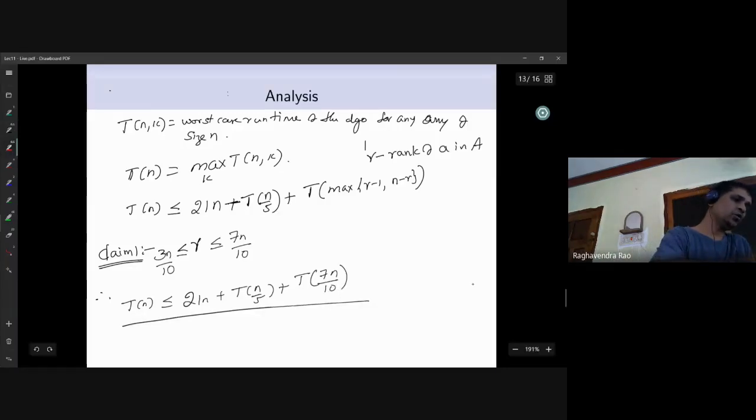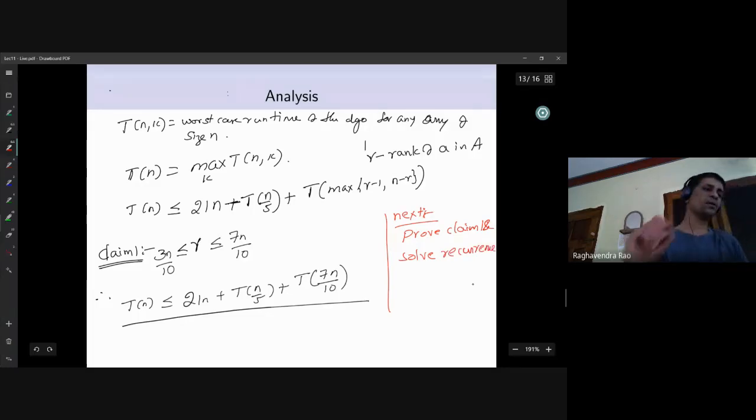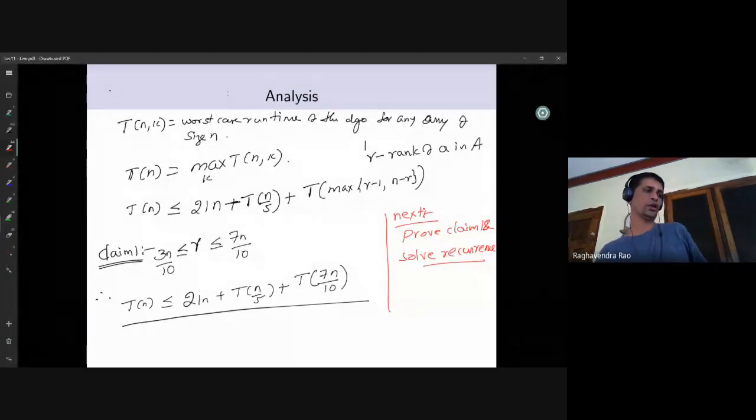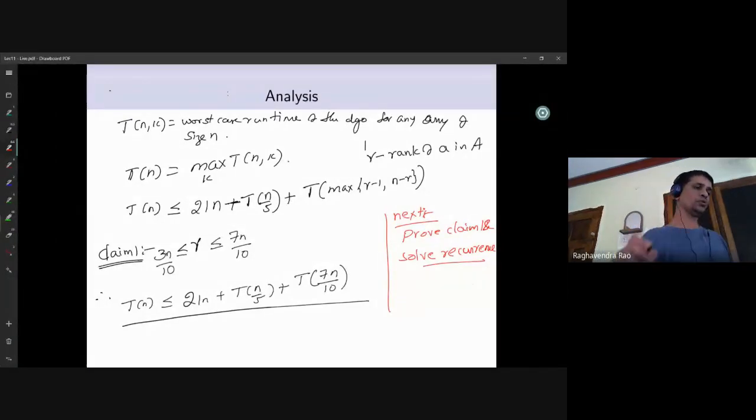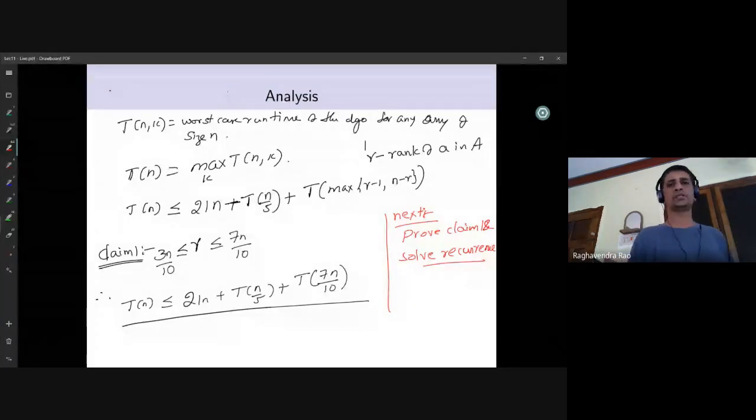So there are two things I need to complete. What we need to do in the next lecture is prove claim 1 and solve the recurrence. These two things we are going to do in the next lecture in full detail, so we'll justify our statements. I hope so far it is clear. The two non-trivial tasks are to prove claim 1 and solve the recurrence. That we will do in the next lecture. I'm already out of time, so I'll stop with this for today. We'll continue from here in the next lecture.